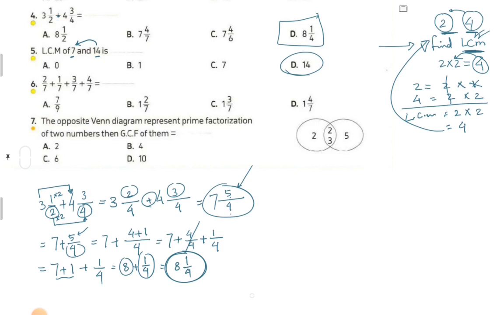Okay, next, 2 over 7 plus 1 over 7 plus 3 over 7 plus 4 over 7. It's all addition and it's all with like denominators. Now I can just take one denominator, 7, and add each numerator. 2 plus 1 equals 3, 3 plus 3 equals 6, 6 plus 4 equals 10.